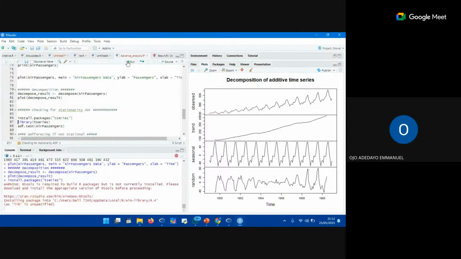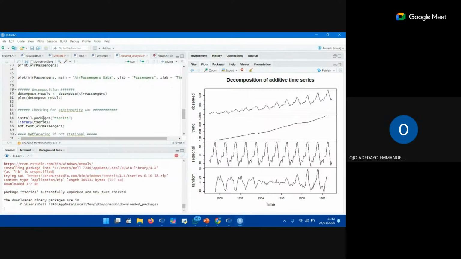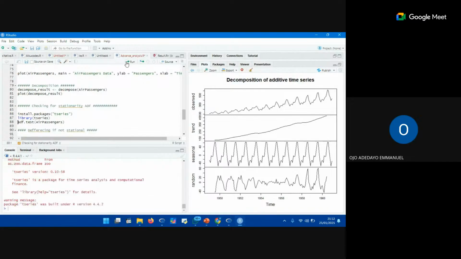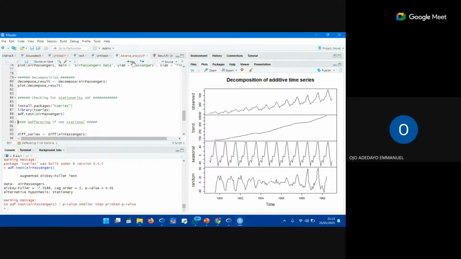By the time you want to use the augmented Dickey-Fuller test, we're going to install the package called tseries, because it is the time series that we want to use. So once you do that, Control R, then we use the ADF test. That is how we normally carry out the augmented Dickey-Fuller test. adf.test. So Control R.